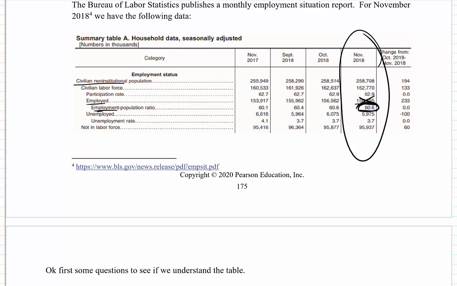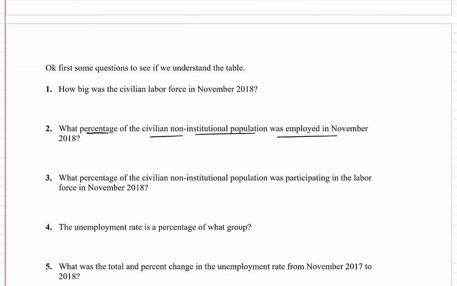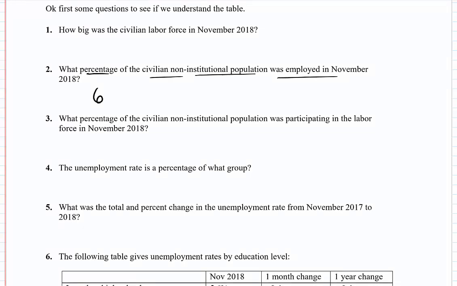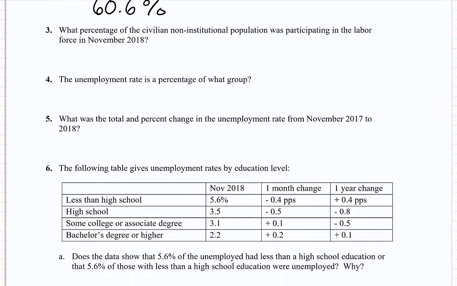60.6 is the employment to population ratio. Remember, one way you can think about ratios is as rates. Another way you can think about rates is as percentages. So that's what the 60.6 is: 60.6%. So that's one way you can read that table. Number 3 is very similar. I'll leave that one to you. Read it from the table.